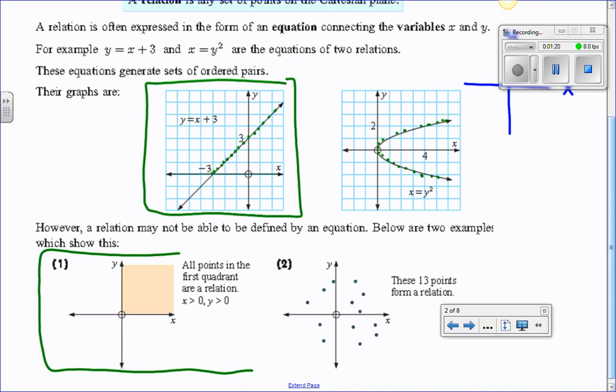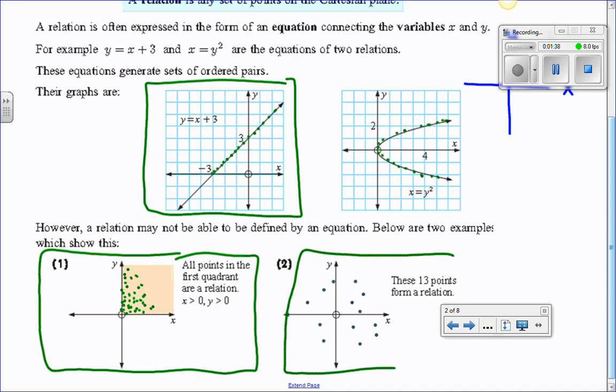It says all the points in the first quadrant are a relation. So every single point in this quadrant, every one of them, we can call a relation. And then this is also a relation. These 13 points form a relation.